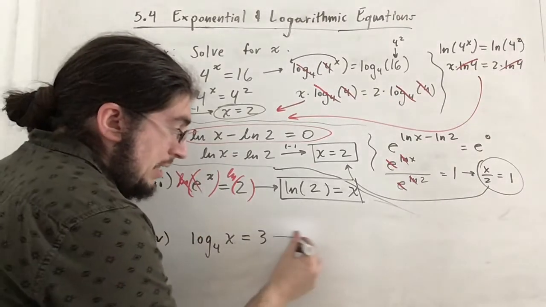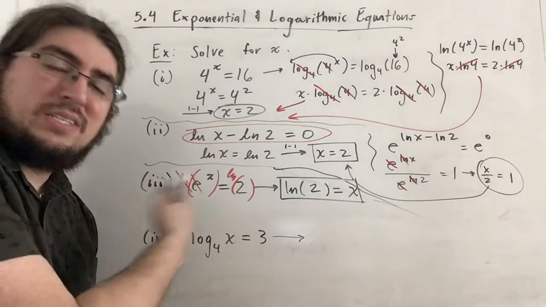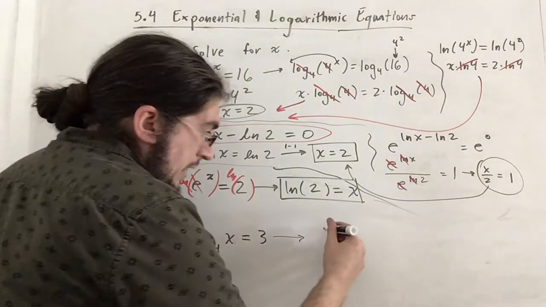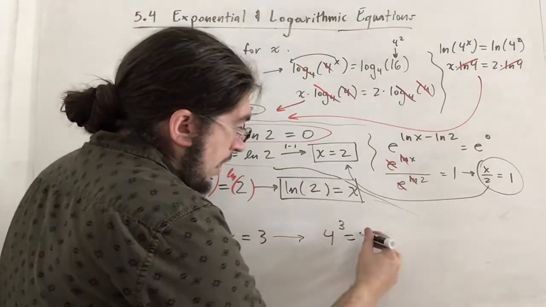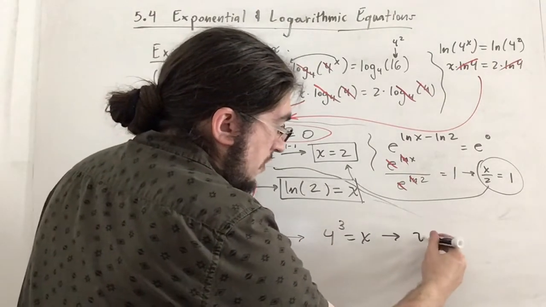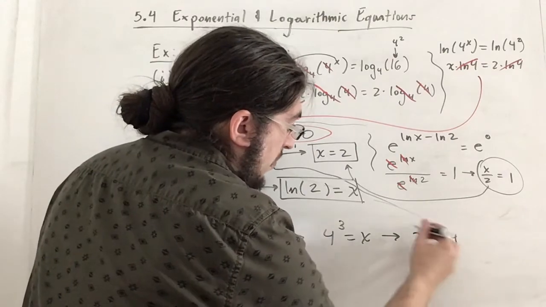So with that being said, let's just do it that way here. Let's convert this to exponential. The base is 4, the power is 3 because logs solve for powers. And right away we get x is equal to 4 to the third, which is 64.